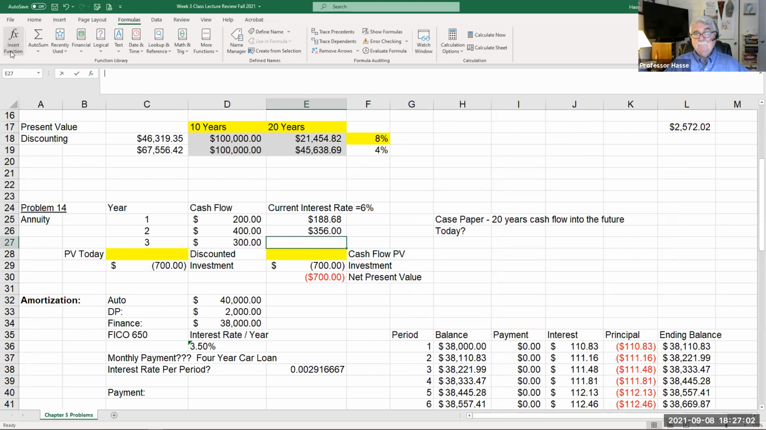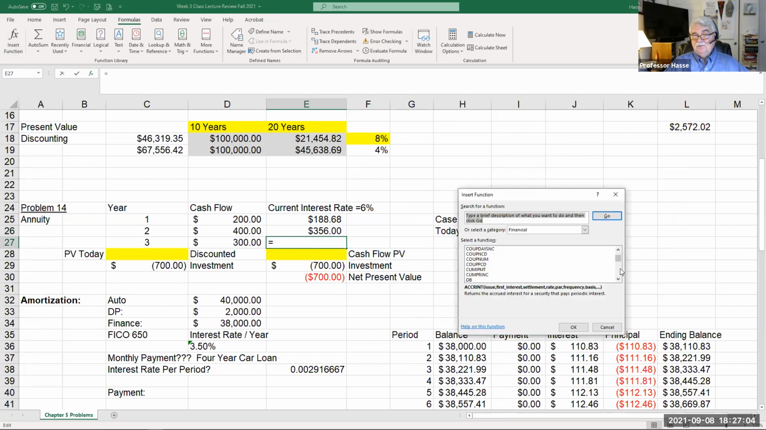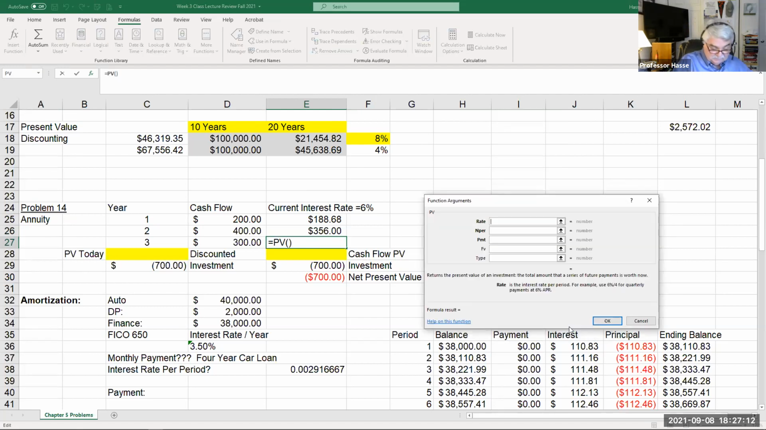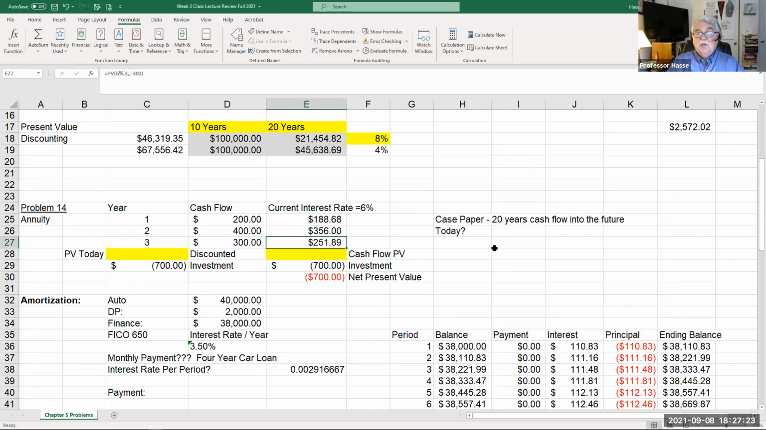Function, financial, present value. I know this is a little monotonous, but I want you all to understand the concept before you start zipping out these numbers. 6%. 3 periods now. Future value is 300, minus 300. And there it is, $251.89.